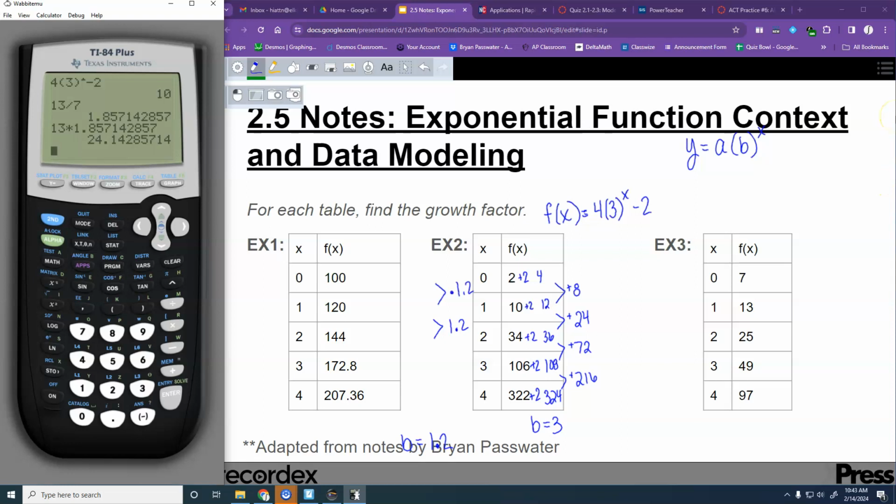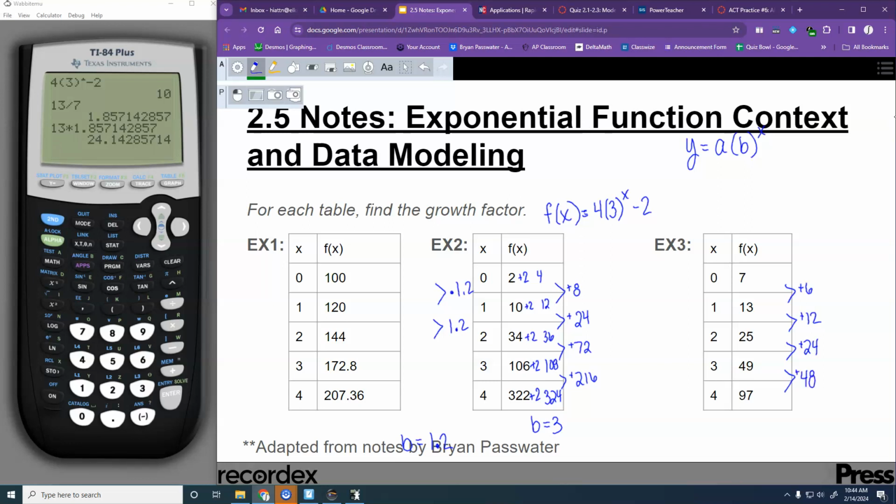So whenever you suspect something might be exponential, but you can't find a growth factor for it, look at the differences. So from 7 to 13 is up 6. And from 13 to 25 would be 12. And then from 25 to 49, 24. And from 49 to 97, 48. That is multiplying by 2. So my value would be 2 there.